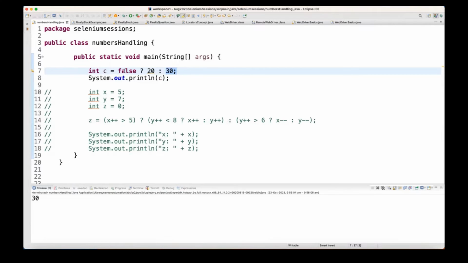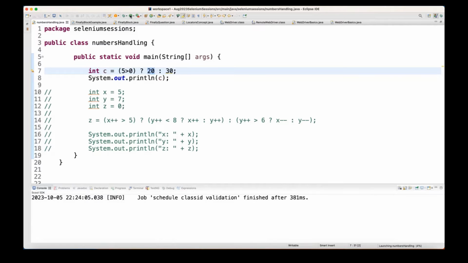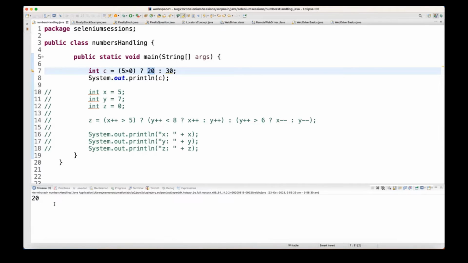So this is representing a condition here. For example, I can write any condition. Let's see, if I'm writing 5 is greater than 0, this is also representing a Boolean condition. So 5 greater than 0, yes, this is true. So after the question mark, where exactly will I go? If the condition is true, after the question mark, I'll go to part number 1, which is 20 here. So here you can see it is getting 20.